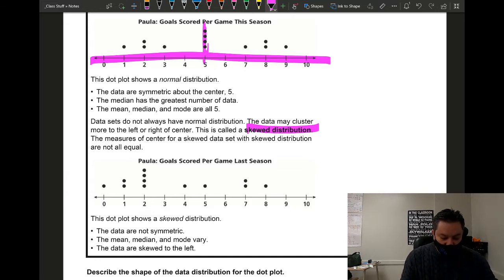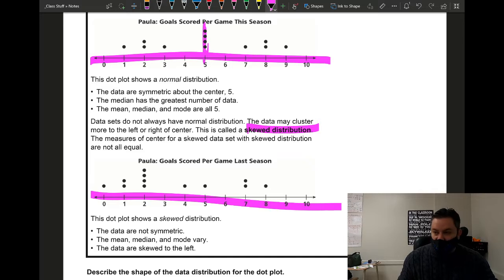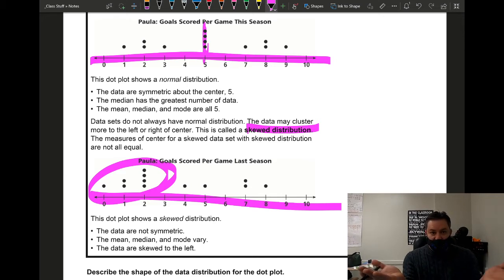So for example, this one right here is going to be the skewed distribution, and we can see most of the data is going to be towards the left. It says, this plot has a skewed distribution. The data plots are not symmetric, so that means if you fold it in the middle, the dots are not going to line up. The mean, median, and mode may vary. And the data are skewed to the left, like we talked about right here.